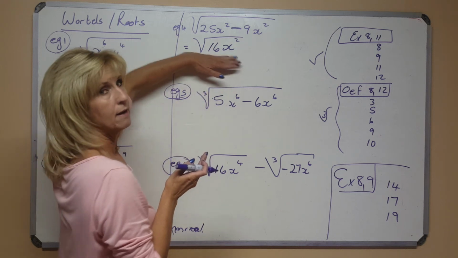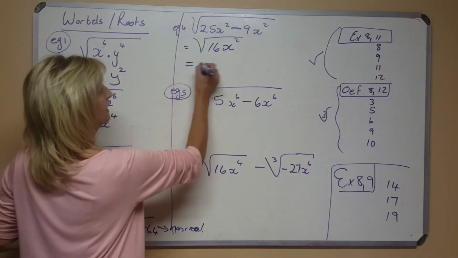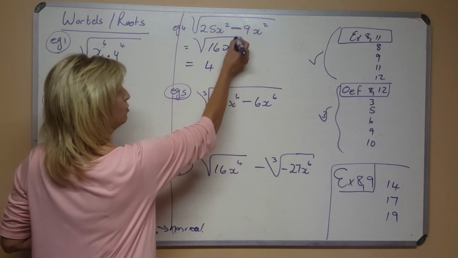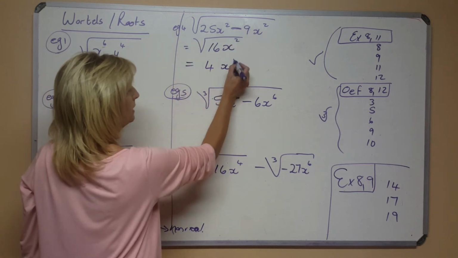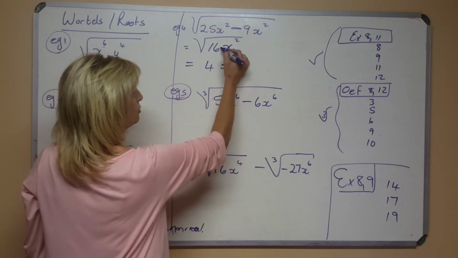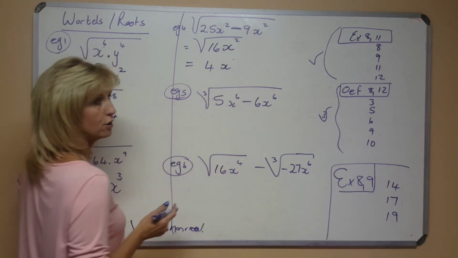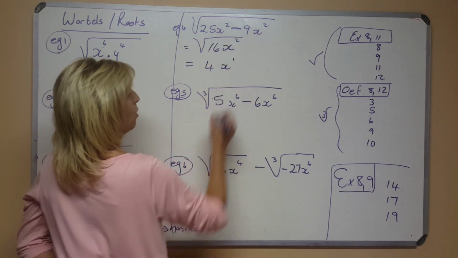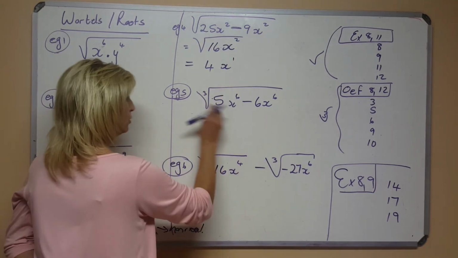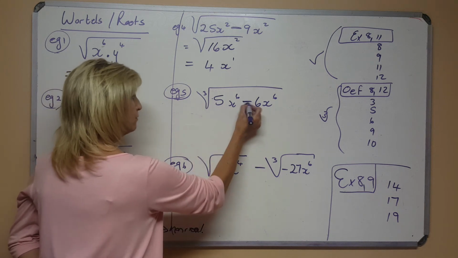Nou kan ek sê, vierkantswortel van 16 wat ek ken is 4. En hoe gaan ek daai 2 wegkry? Dit gaan wees 2 gedeel deur 2 wat 1 is. This is going to be the root of 16, which you know is 4 because you know your squares. And then it's 2 divided by 2, which gives you a 1. Same thing, you cannot do them separately. You have to first subtract.